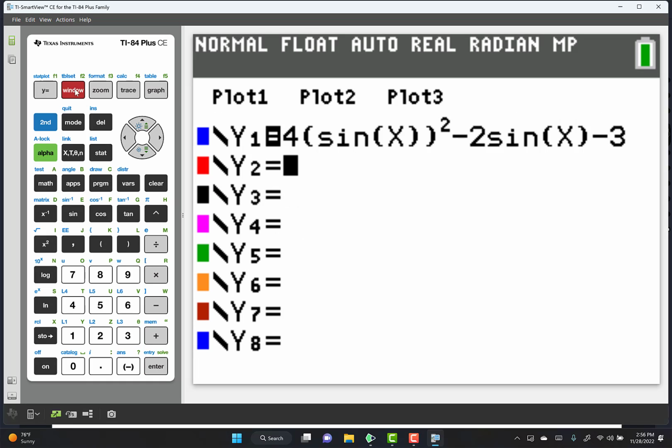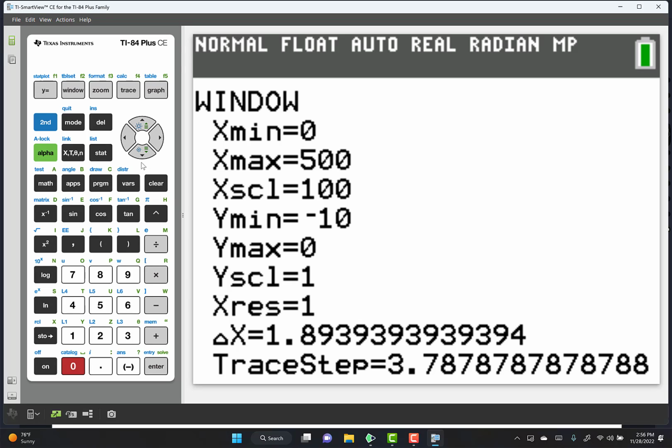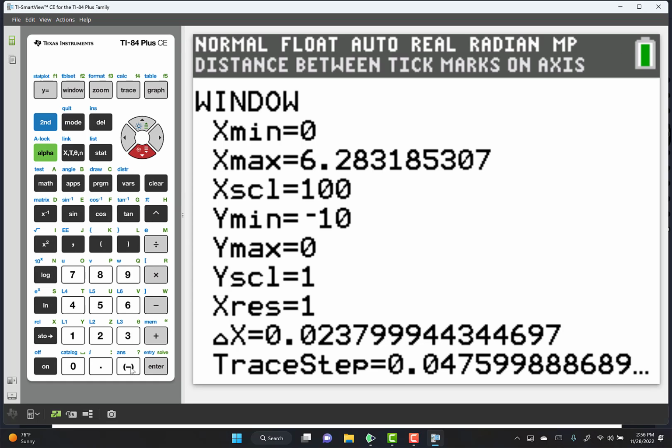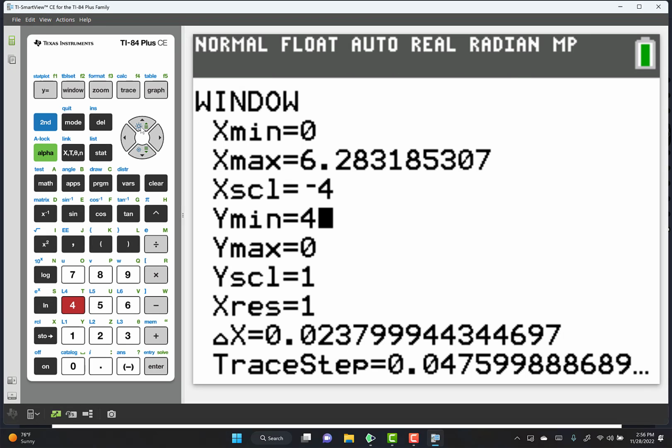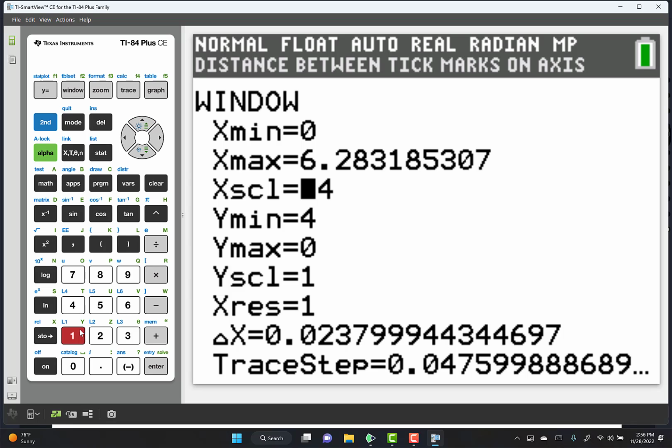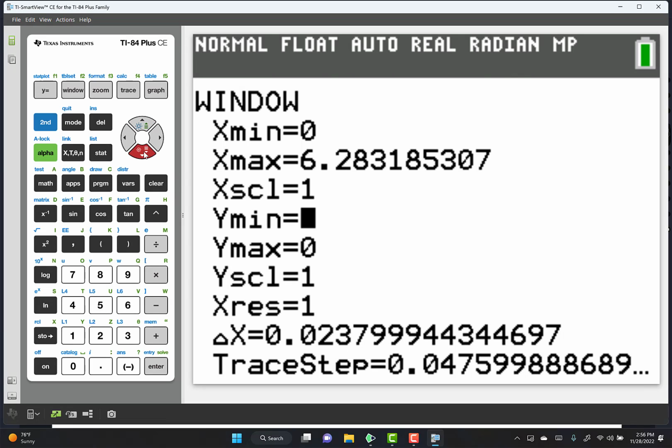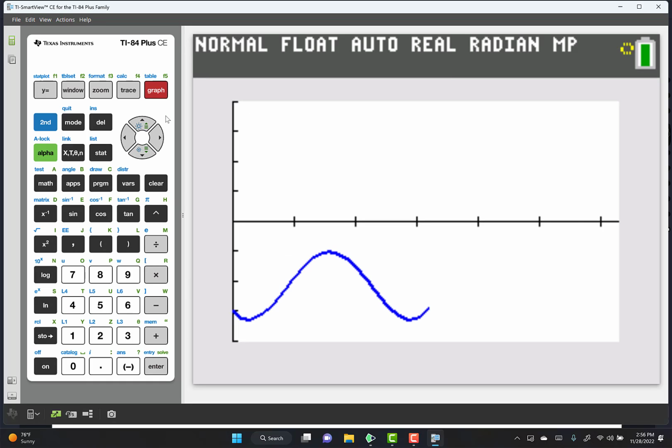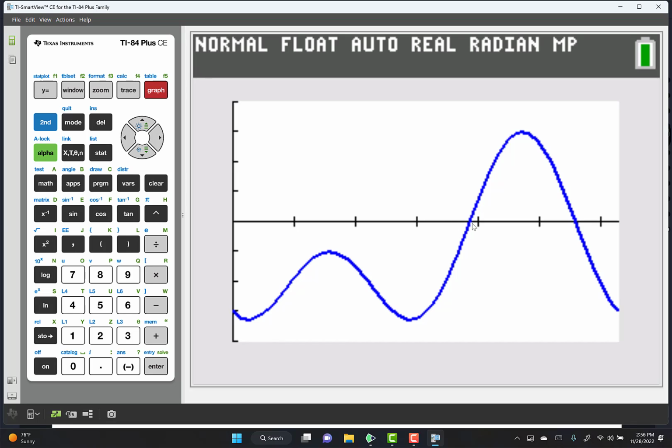And on y2, don't type anything in. Then I'm just going to go to window. I'm going to go from 0 to 2 pi. And you just care about where you cross the x-axis. So I'm going to go from negative 4 to 4. Oops, I put x scale negative 4. 1, that's fine. Graph. Okay, it's these two right here, guys.